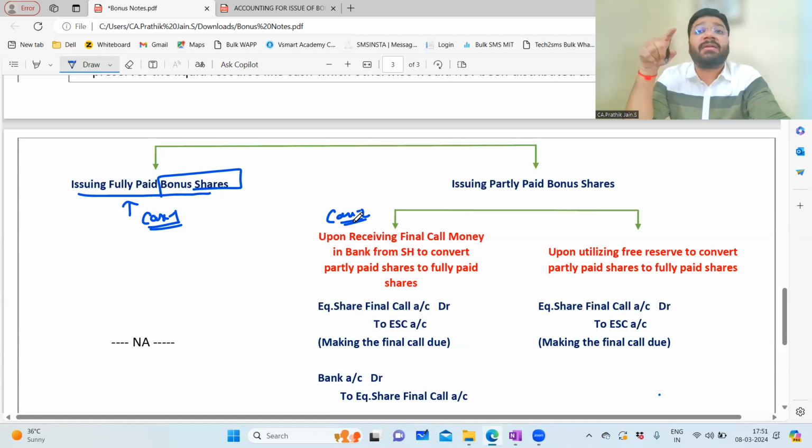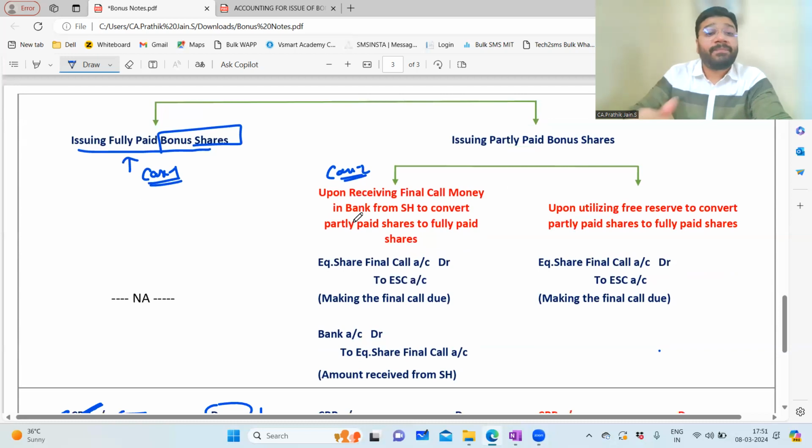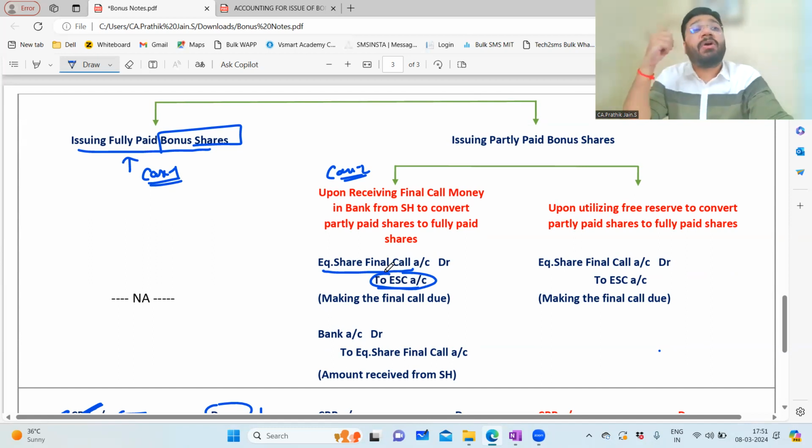So once the final call is made, what is the journal entry when the call is made? When the final call is made, what is the due entry that you pass? Equity share final call to equity share capital. Now, the moment you credit equity share capital, what happens? The face value of the share capital now becomes 10 rupees from 8 rupees.